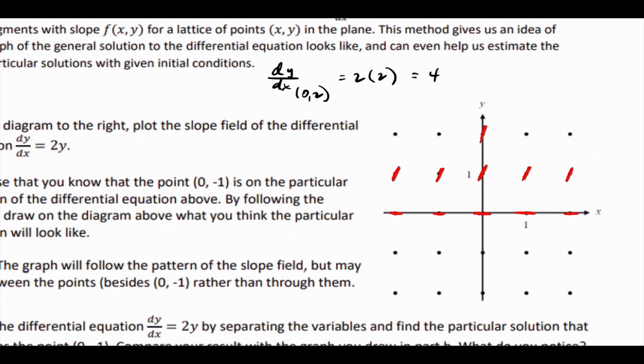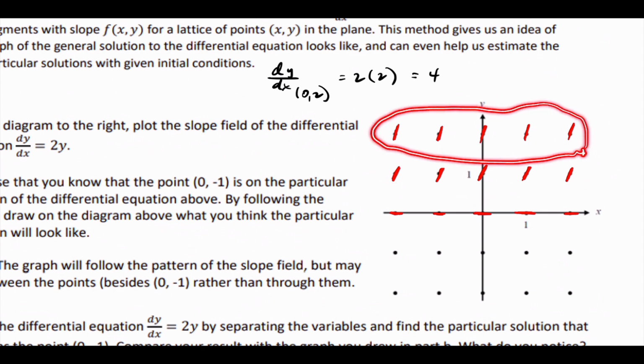Anywhere else, I would have a slope of 4, wherever y is 2. These aren't exact, but you want to show that you can see these slopes are a little bit smaller than these slopes. These slopes are the biggest slopes, right? I know it's hard to picture what it would look like, but that's what you want to draw.